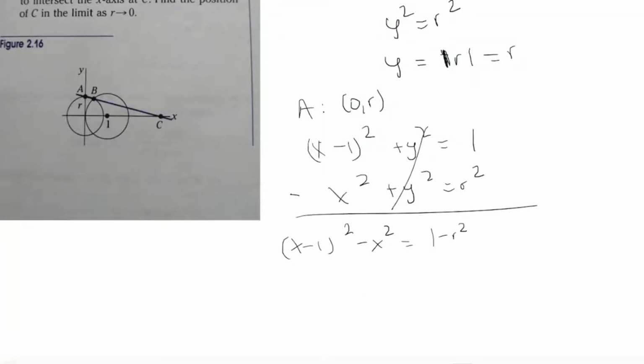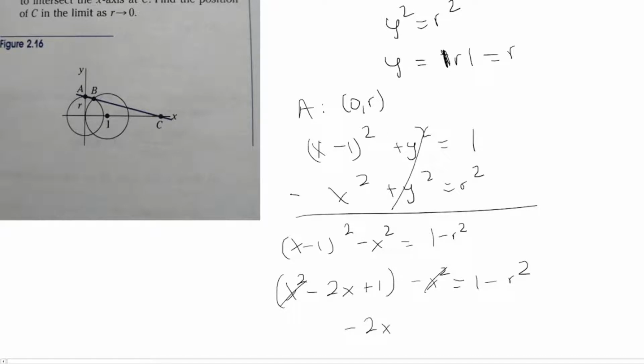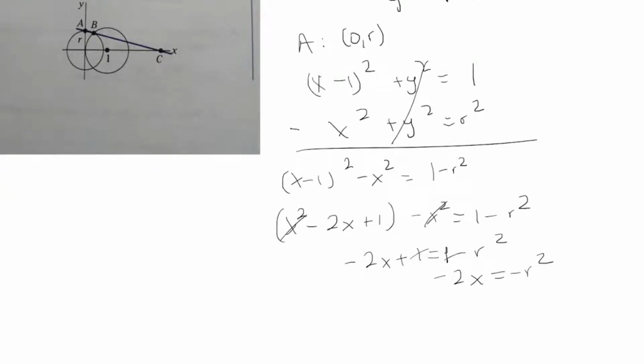Now we're going to expand the (x − 1)². So that's going to be x² − 2x + 1, subtracted by x². That's equal to 1 − r². The x² terms are going to cancel, and you're just left with −2x + 1 = 1 − r². Get rid of the 1s. −2x is equal to −r². Get rid of the negatives and solve for x to get that x is r²/2.